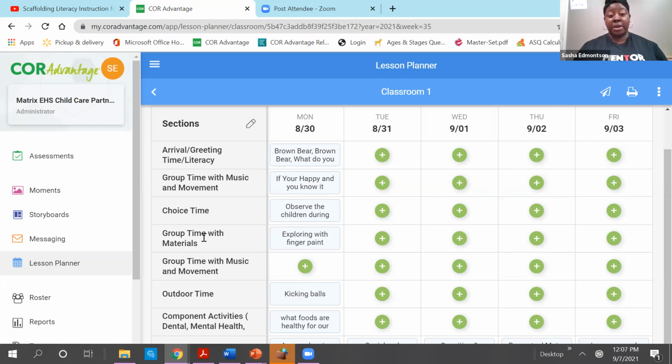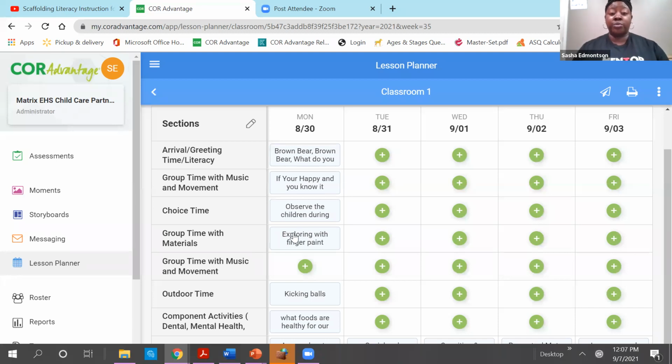And then the next part is group time with materials. Here I chose exploring with finger paint. I say group time with materials is one of the best times to collect anecdotal notes for your small group of children. You have a smaller group, you're able to be more focused on that smaller group of children to see what they're doing, what they're saying, and how they're interacting with the material. So this is one of the best times to create your anecdotal notes.